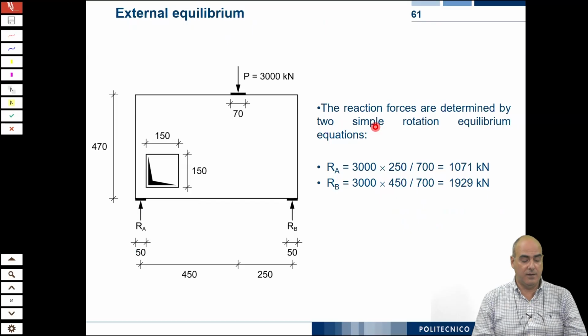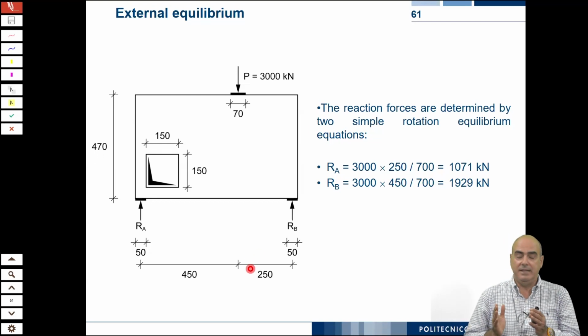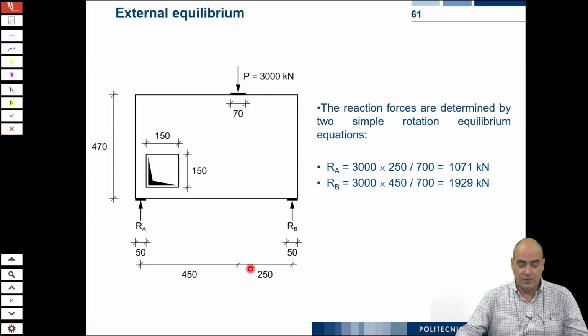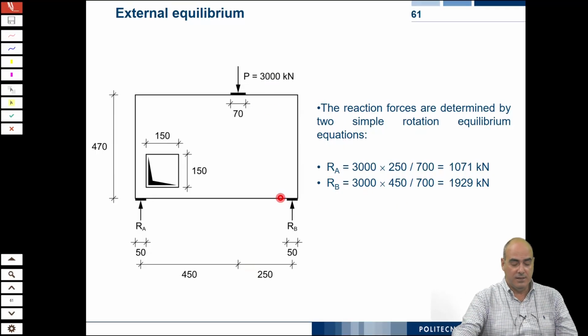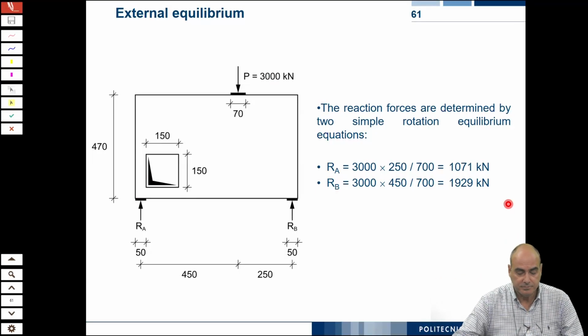So the first thing is, let us calculate the reaction forces. The reaction forces you calculate with the rule of the lever arm. You see, over 7, 2.5 is a little bit more than 1/3, and 4.5 is a little bit less than 2/3. So actually, over 3,000, you have on this side more or less 1,000 kilonewton, and on this side close to 2,000. This is very simple. It's rigid body mechanics.